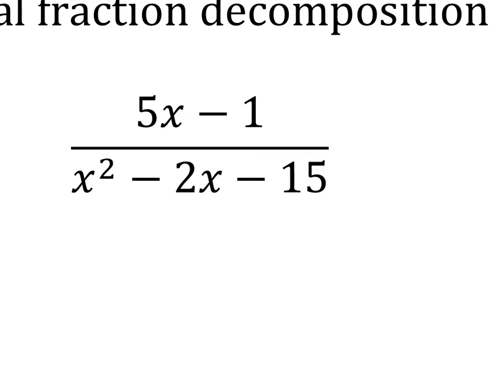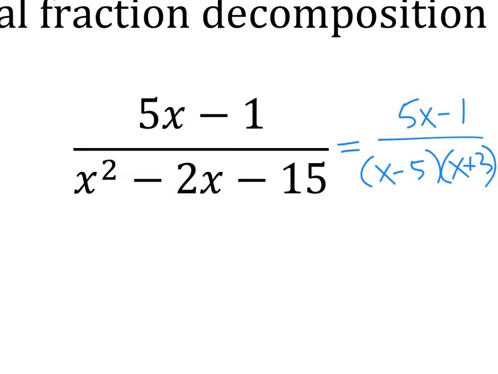This one. Rule number 1. Check that the numerator has less degree than the denominator. Does it? Yes. Number 2, factor. Make sure you factor the denominator. So go ahead and do that. So once you factor, write the skeleton. So this is x minus 5 and x plus 3.